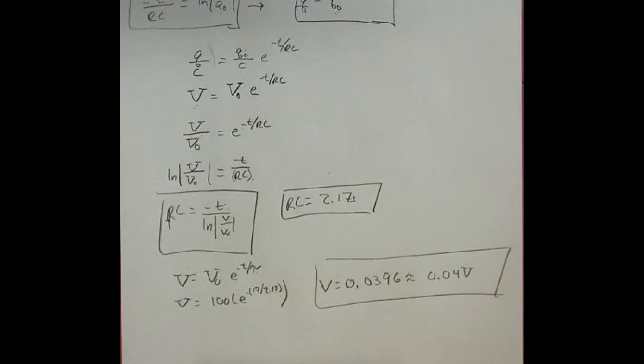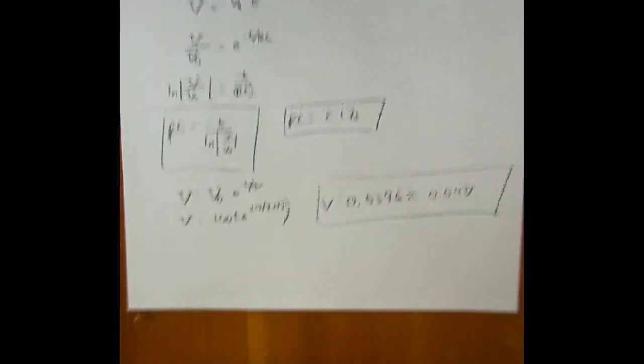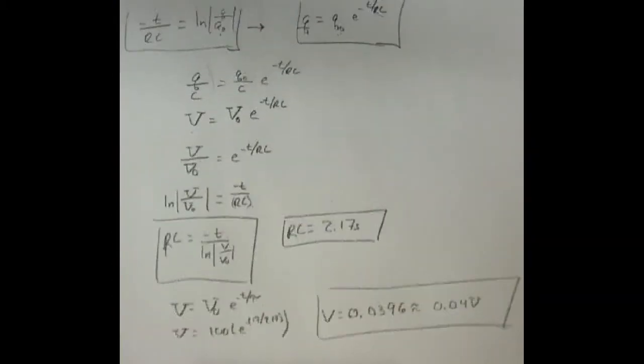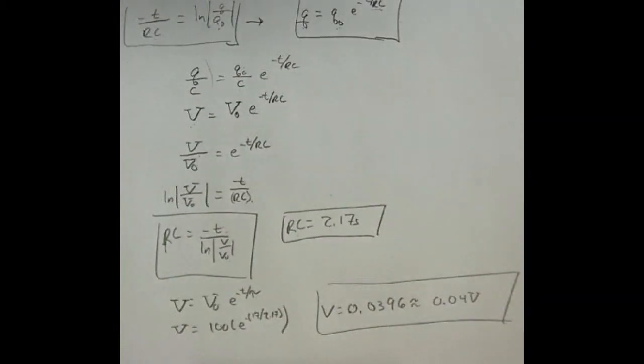So this was a very straightforward, let's apply a loop law and find a time constant and a potential difference as my capacitor discharges.